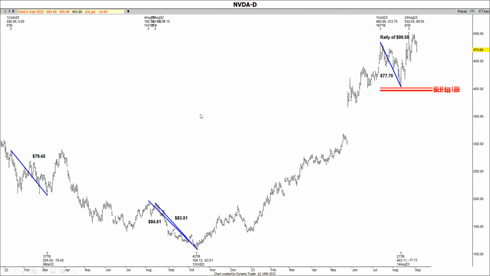As far as NVIDIA daily is concerned, this is a very recent setup that I did in July. I used some of these previous swings in the market to give us that setup zone, okay, that hit and held on the 14th of August. So this would have been a nice run into earnings trade too, right?